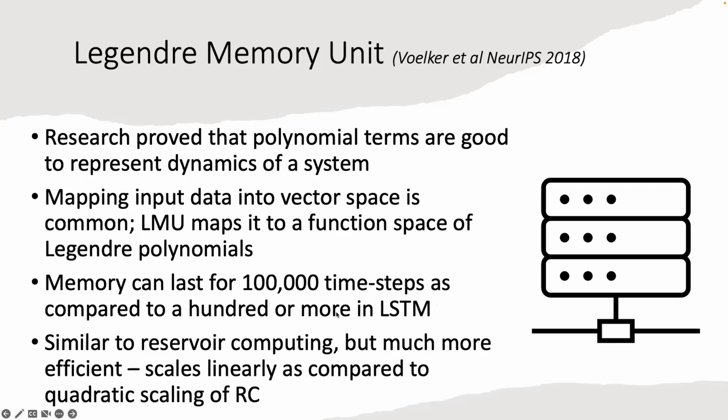That means the recurrent neural networks are able to understand the dependencies 100,000 time steps before, compared to 100 or more in LSTM, right? Even the transformer architecture can go up to 512 tokens back or things like that. Maybe at most 2048. Some researchers are trying to enhance it, but that's it. So it is somewhat similar to reservoir computing, but much more efficient. It scales linearly as compared to quadratic scaling of reservoir computing.